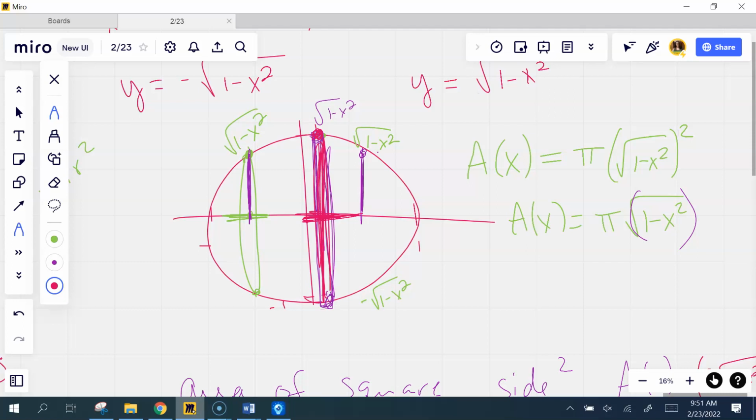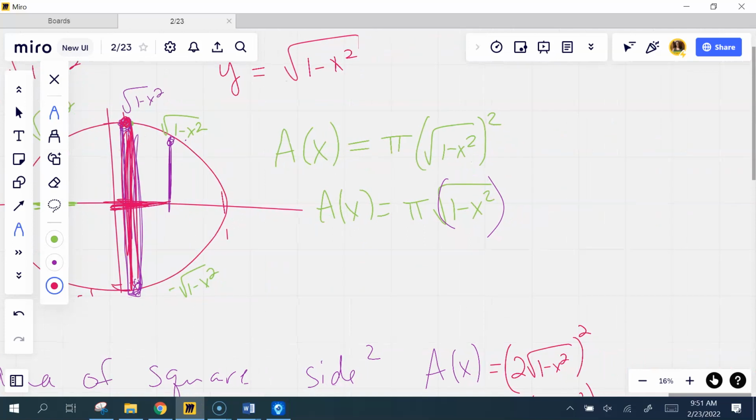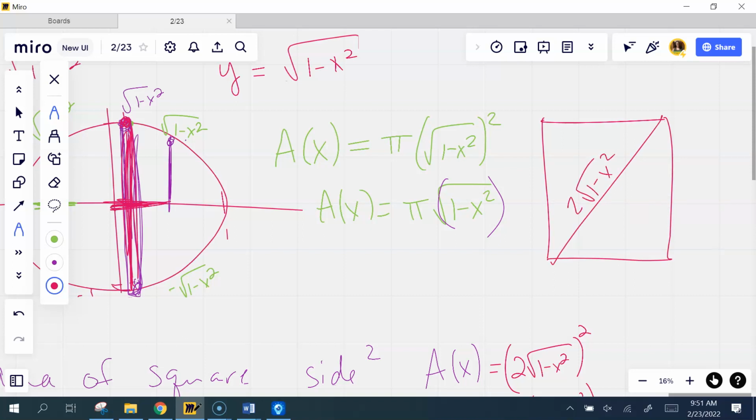Okay, so that means that length we have already found is the diagonal of a square. So this right here is 2 times the square root of 1 minus x squared. So it's basically 2 triangles. It is a 45, 45, 90 triangle. How am I going to find one leg of that triangle then?